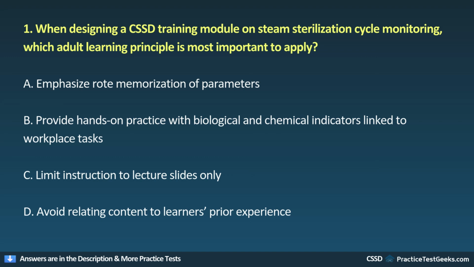1. When designing a CSSD training module on steam sterilization cycle monitoring, which adult learning principle is most important to apply? A. Emphasize rote memorization of parameters. B. Provide hands-on practice with biological and chemical indicators linked to workplace tasks. C. Limit instruction to lecture slides only. D. Avoid relating content to learners' prior experience.